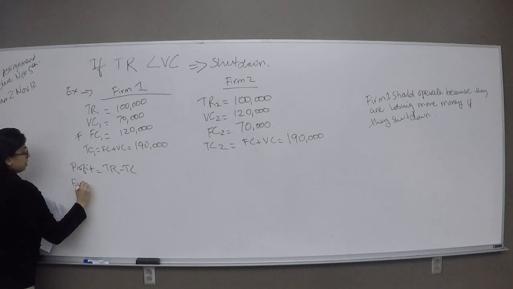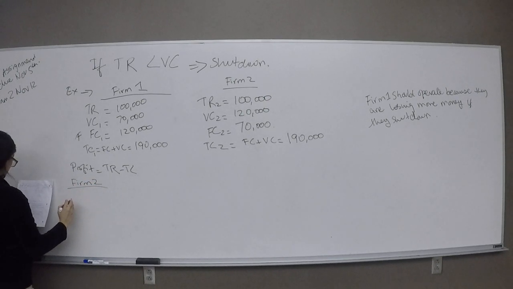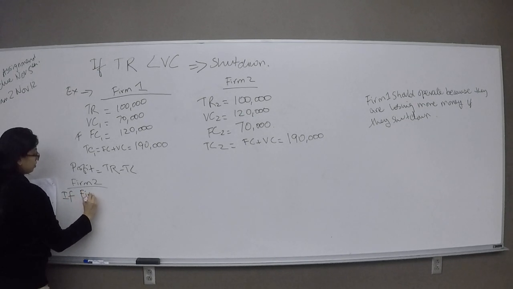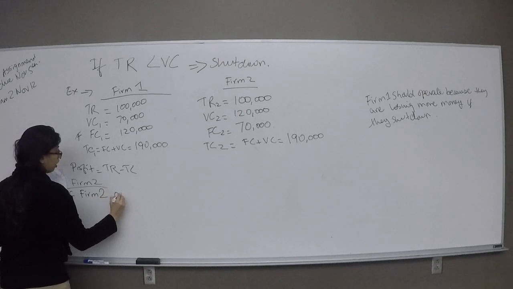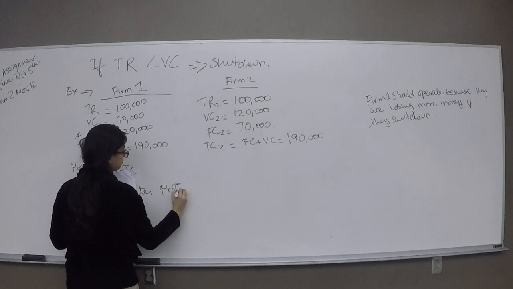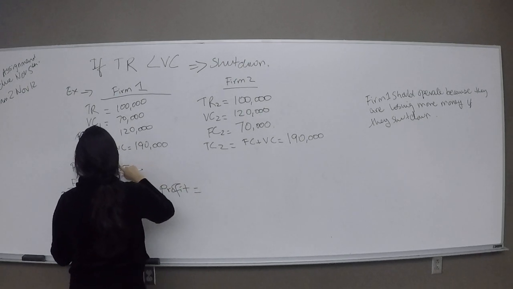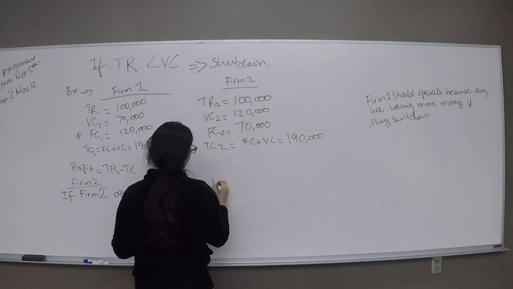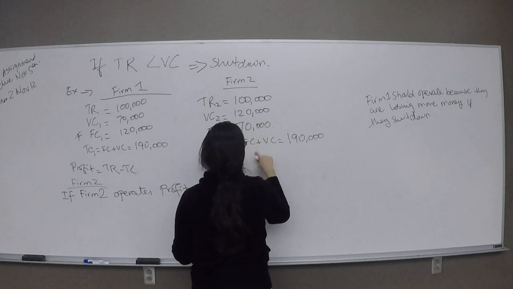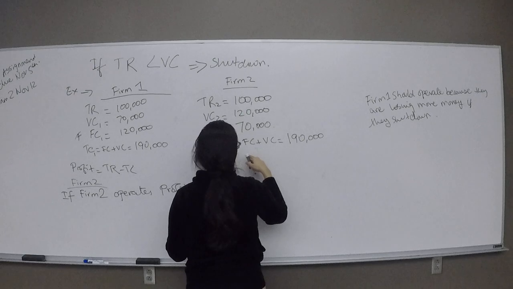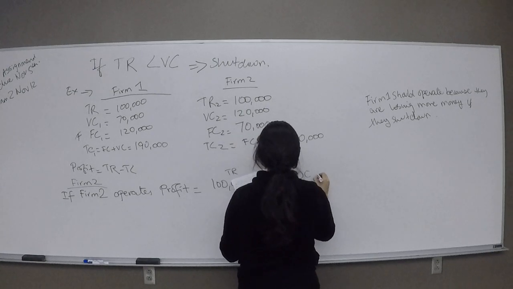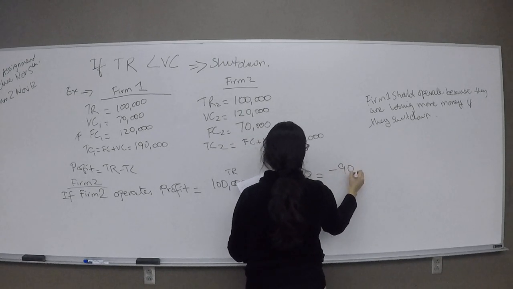So firm 2, what are their profits equal? If firm 2 operates, their profit is equal to total revenue, which is 100,000, minus total cost, which for firm 2 is 190,000. So it's negative 90,000.